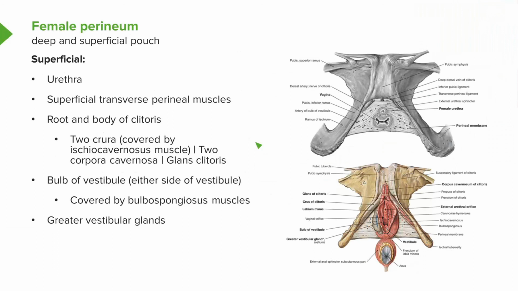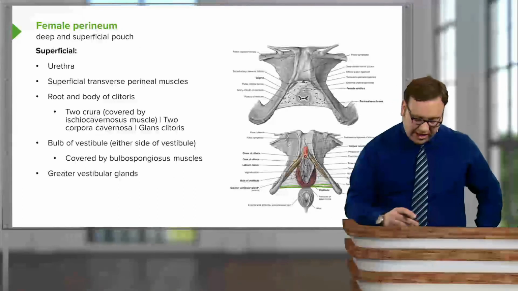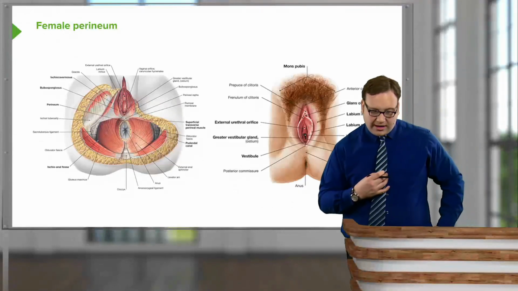We now have the superficial transverse perineal muscle. We have the root of the clitoris, just like in the male, we had the root of the penis. And here we can see we have two crura covered by the ischiocavernosus muscle. And then these go on to form the clitoris. We have the bulb of the vestibule that's flanking the vagina. These are covered by bulbospongiosus muscle. In the female and within the superficial perineal pouch, we also have the greater vestibular glands, and these help to lubricate the vagina. We can see these are located in the superficial perineal pouch.